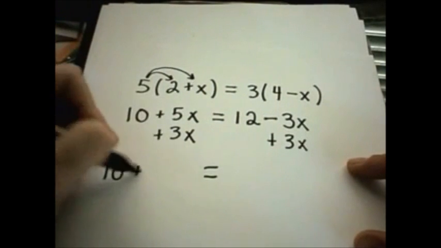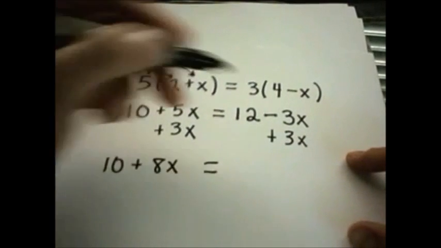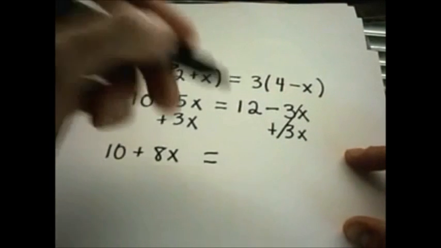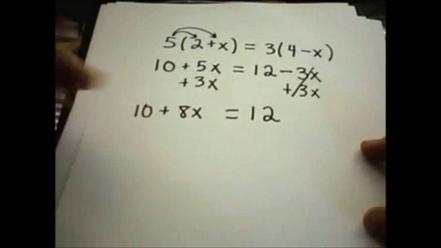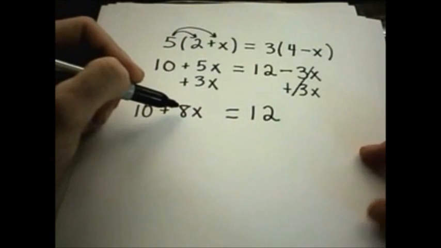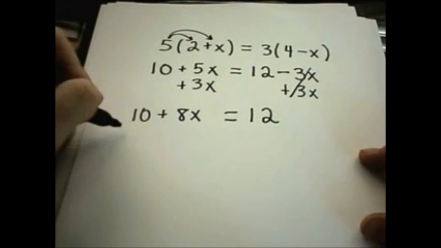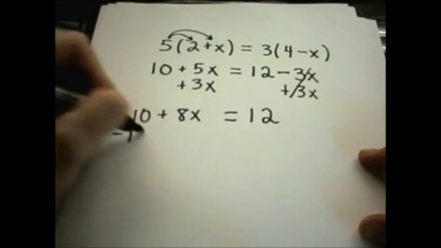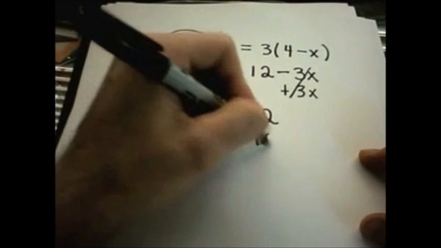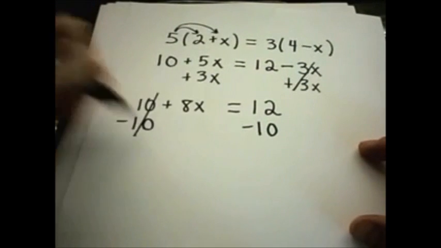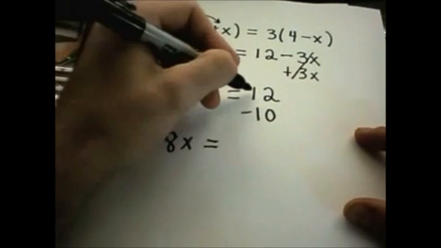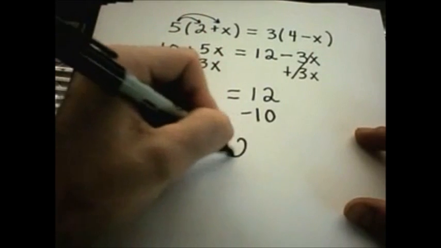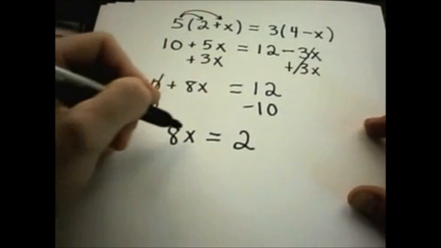So I'll have 10 plus 8x, and now the x's are gone on the right. I just have positive 12 hanging out. And again, my goal is to get x by itself. Well, there's a plus 10 hanging out. I'll subtract 10, subtract 10. The 10's again cancel out. I'm left with 8x equals 12 minus 10, which is 2.